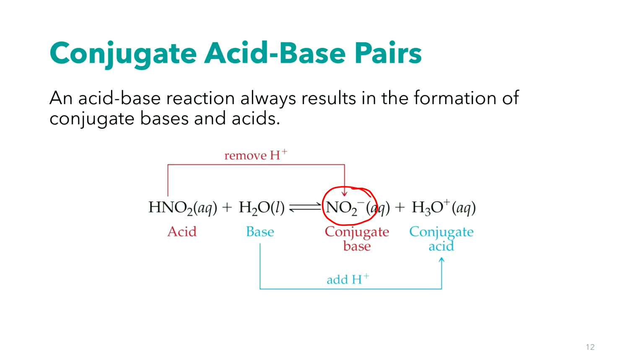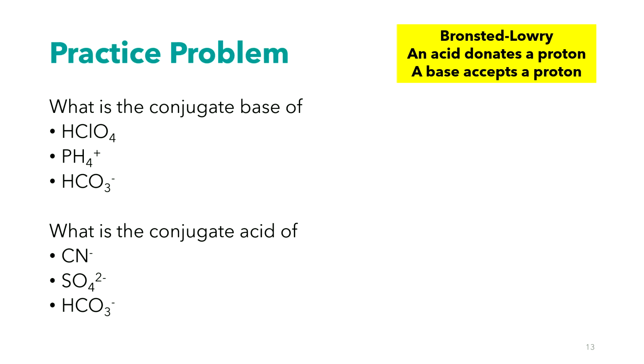So I want you to be really comfortable identifying conjugate acids and bases, because they're not going to go away for the rest of this chapter, the next 2 chapters. So really make yourself comfy here. I want you to write down the conjugate base for these 3 species, and then write the conjugate acid for the next 3.